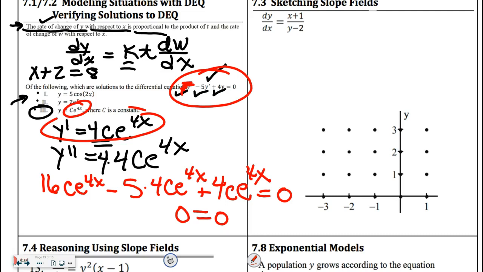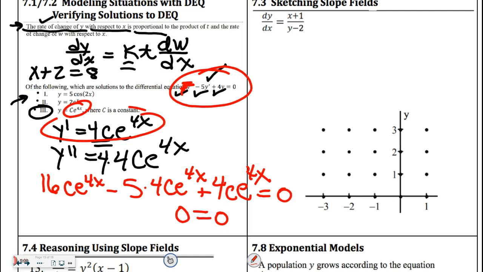All right, next step, we talked about slope fields. You'll need to know how to sketch them. So we'll talk about 7.3 first. When you're sketching a slope field, you just do it at the dots provided. I think on your test I don't have as many dots.